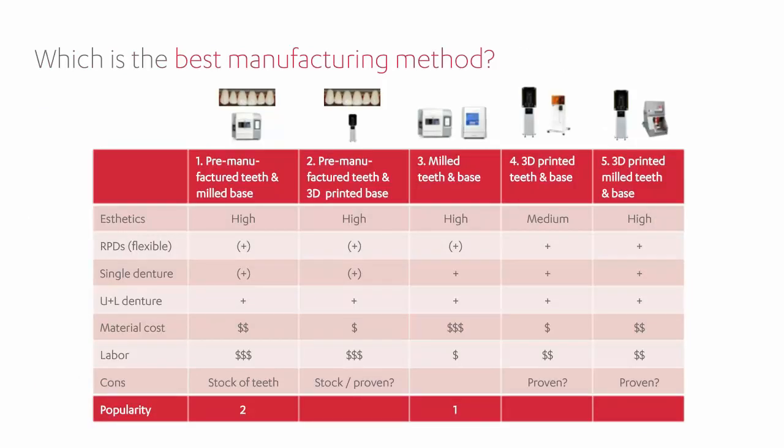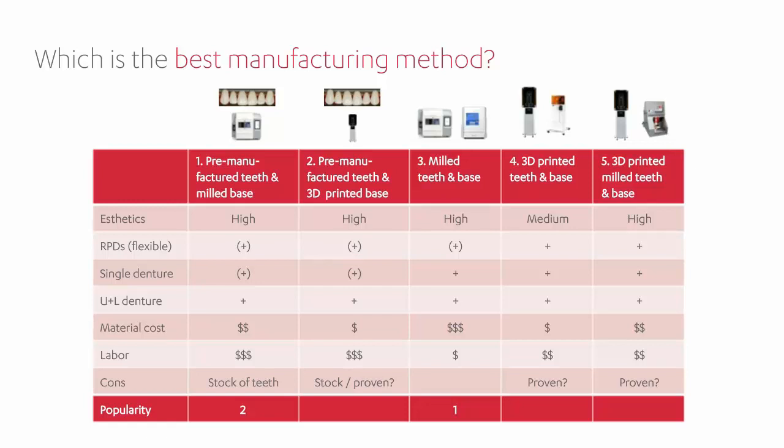All right, so here's a summary of the different manufacturing technologies. From an aesthetic point of view, everyone develops high aesthetic. 3D printing is still only medium. But if you look at what is the most popular today, which is this one here, you can basically do RPDs, single teeth, dentures, upper and lower. The material cost is a little on the high side, but labor is very low. We really have a working workflow here.